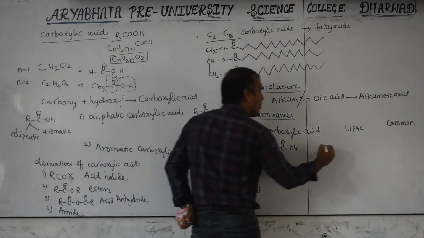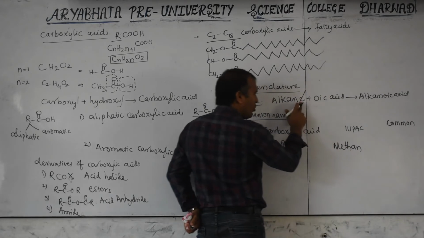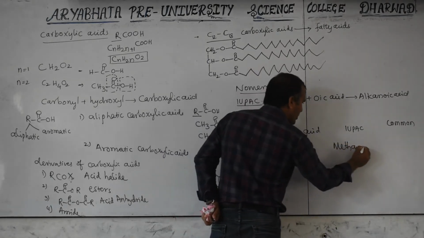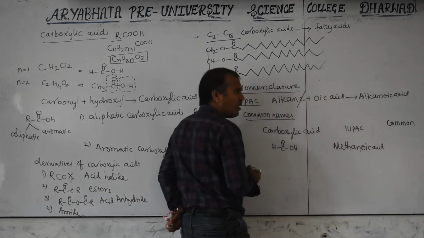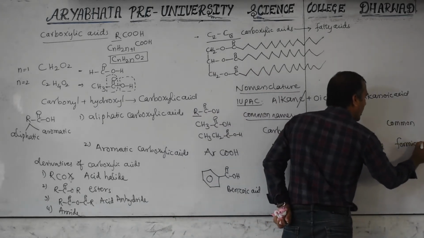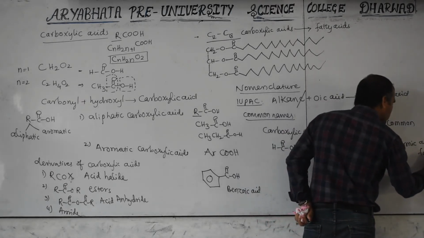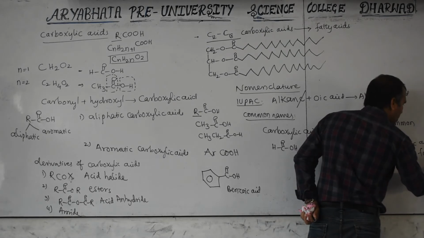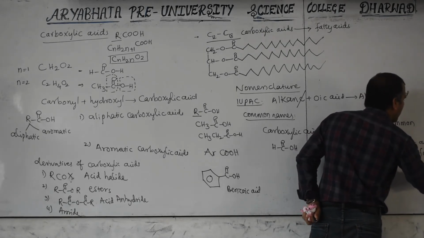Then it is called methane, remove E, add oic acid, methanoic acid. This is the IUPAC name. The common name is formic acid. It is derived from formicus. Formicus means what? Red ant.